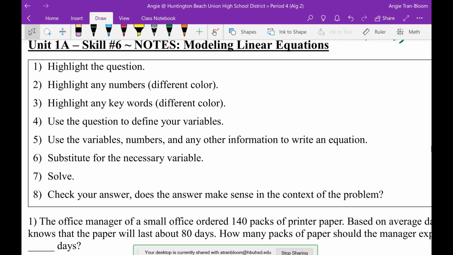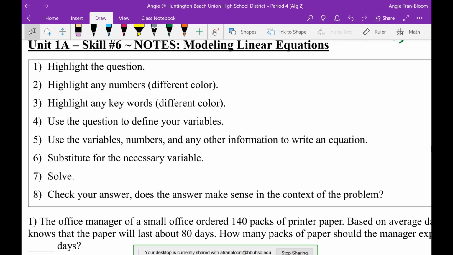If you just start out using the variables right away, I don't know what you're using them for. So make sure you let me know what the variable stands for. Use variables, numbers, and any other information to write an equation. An equation means there's an equal sign in there. Yes or no? Yes, okay. So an equation has an equal sign in there somewhere.